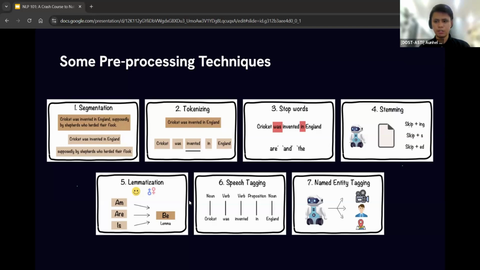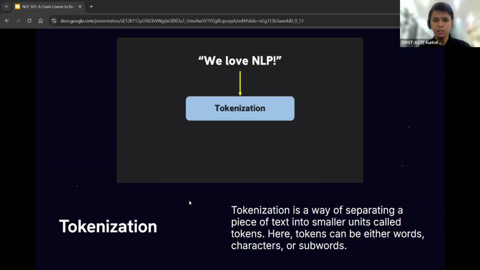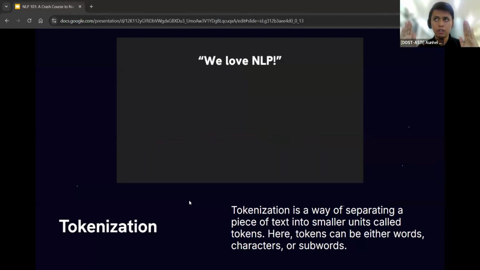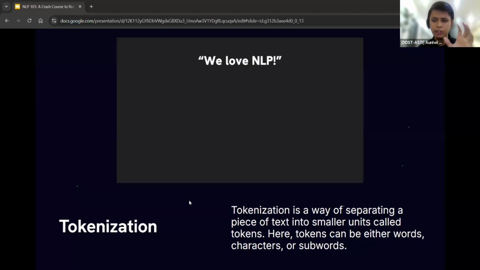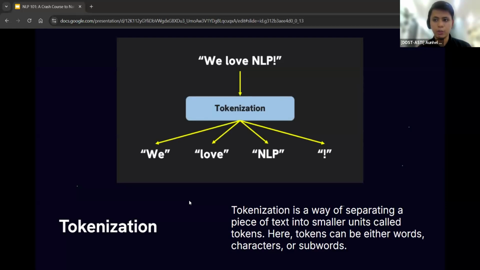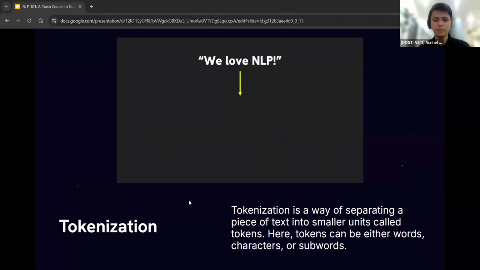And in this part we'll be checking out what we call tokenization. We're going to dive a little bit more into tokenization because this is one of the most important processes in natural language processing, especially in today's applications. So tokenization is a way of separating a piece of text into smaller units. We're separating a very long piece of text into smaller units known as tokens. Tokens can either be words, characters, or what we call subwords that hold meaning or context.